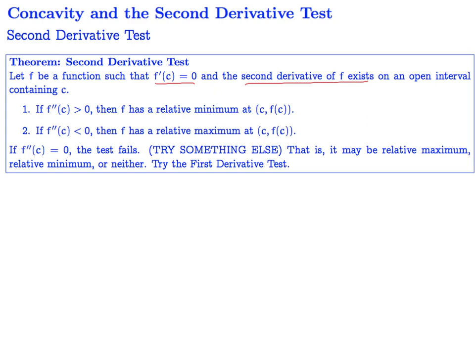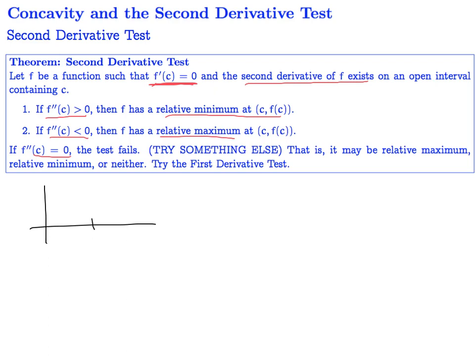What you do is, if the number that made your first derivative equal to 0 makes your second derivative positive, then you're going to have a relative minimum. If it makes your second derivative negative, you'll have a relative max. However, if your second derivative is equal to 0, your test fails and you have to try something else. It could be a max, could be a min. You probably need to go back and try the first derivative test. So let's take a look and see why this makes sense.